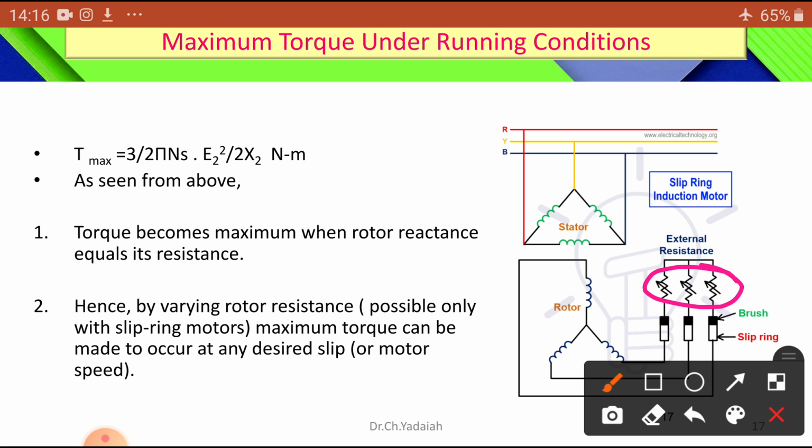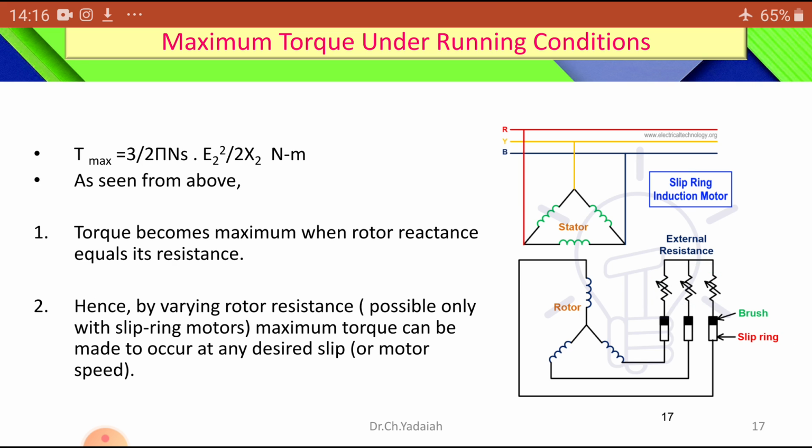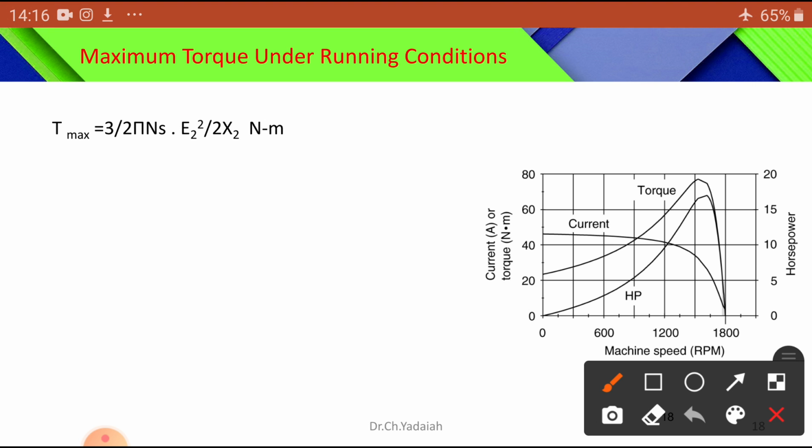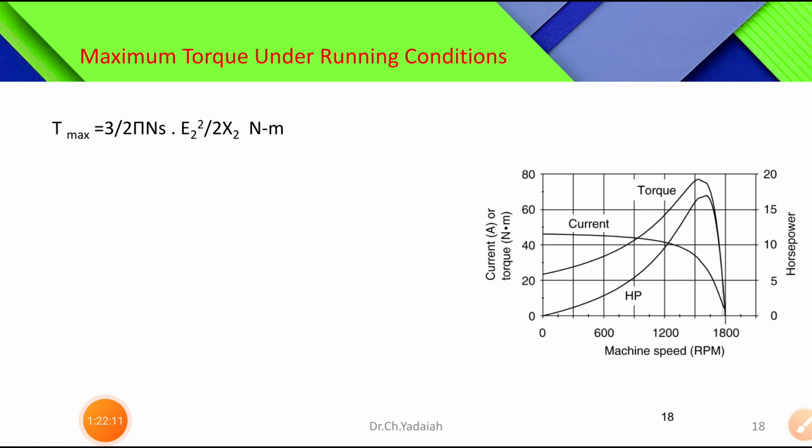Okay. So, dear students, what we have seen here, and what is another conclusion? T max is equal to some k into E2 square by 2x2 Newton meters. Here you can see the maximum torque varies inversely as the standstill reactance. That means torque varies inversely. Already we have seen that equation. Maximum torque varies inversely as the standstill reactance.